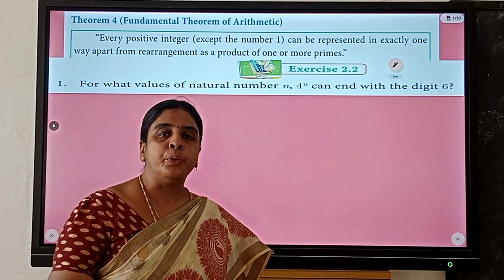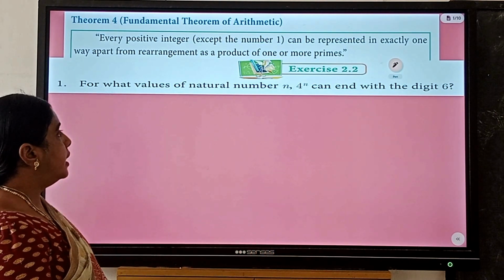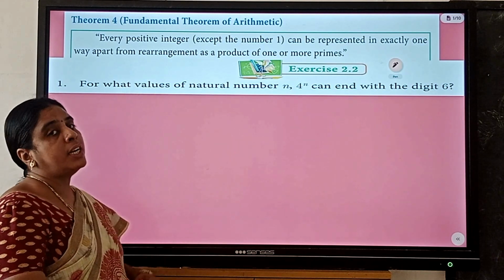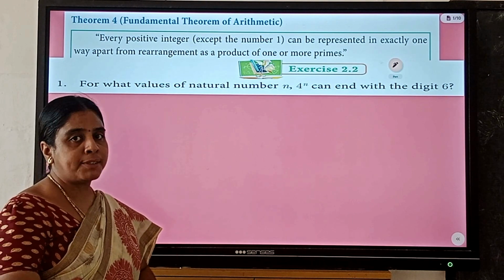Exercise 2.2 of chapter 2, numbers and sequences. Exercise 2.2 is based on the fundamental theorem of arithmetic. Now, what is this theorem stating?